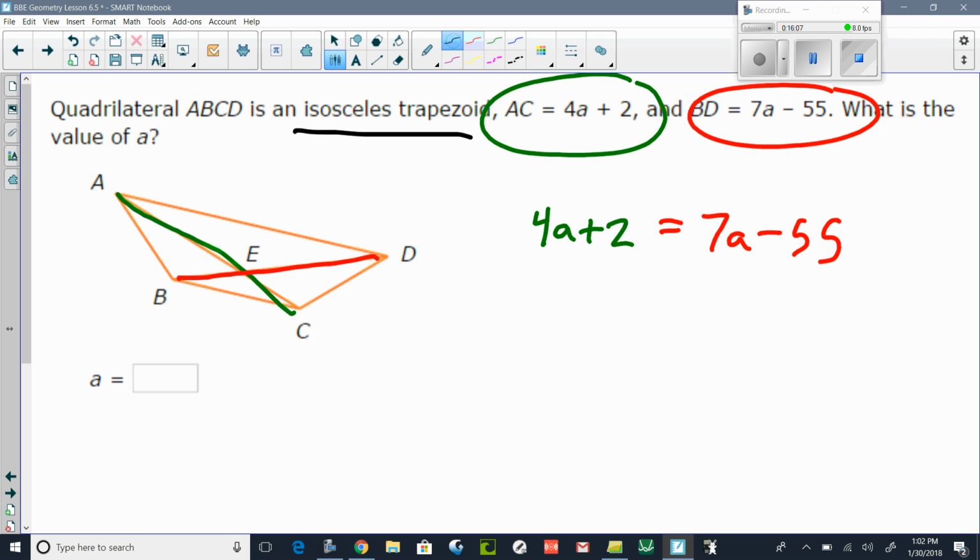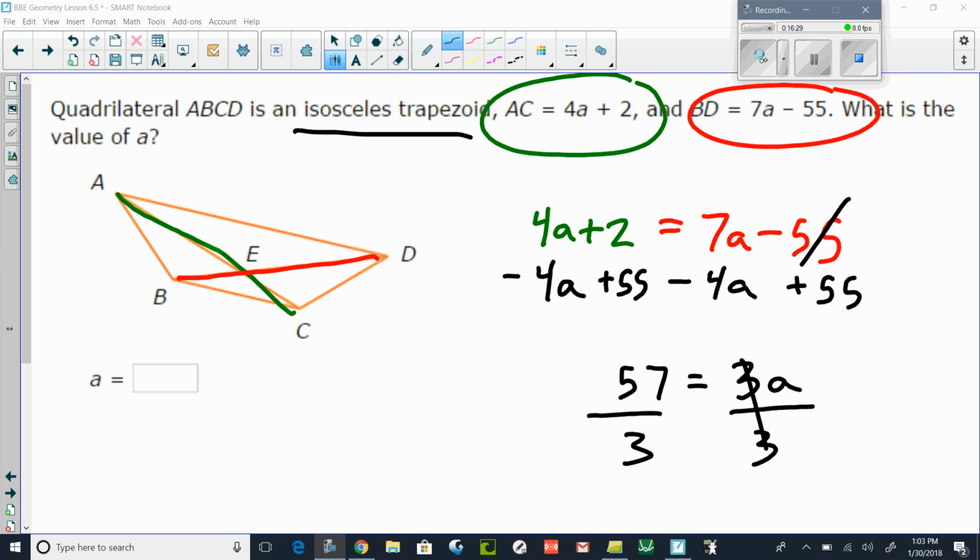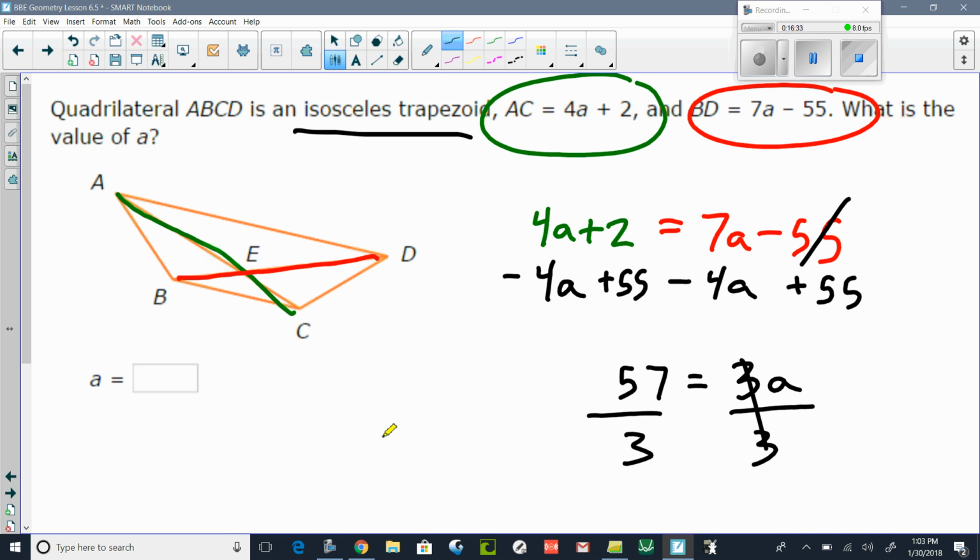We can use some algebra to solve here. We're going to subtract 4A from both sides. We're going to add 55 to both sides. That ends up with 57 is equal to 3A. So we would end up dividing by 3, dividing by 3 to come up with our answer. When we divide by 3, in this case, we end up with A is equivalent to 19. So 57 over 3 is equal to 19.